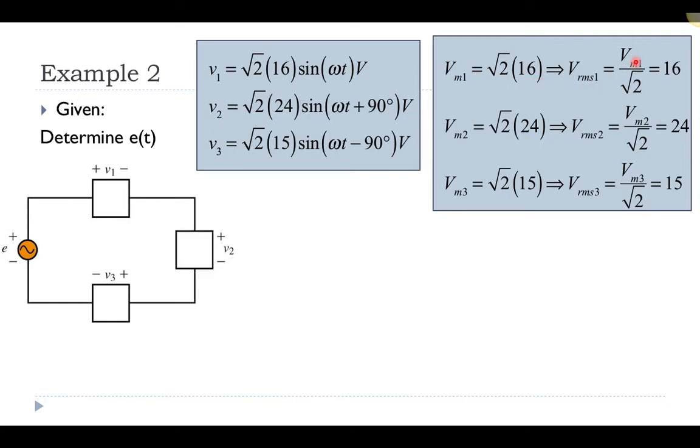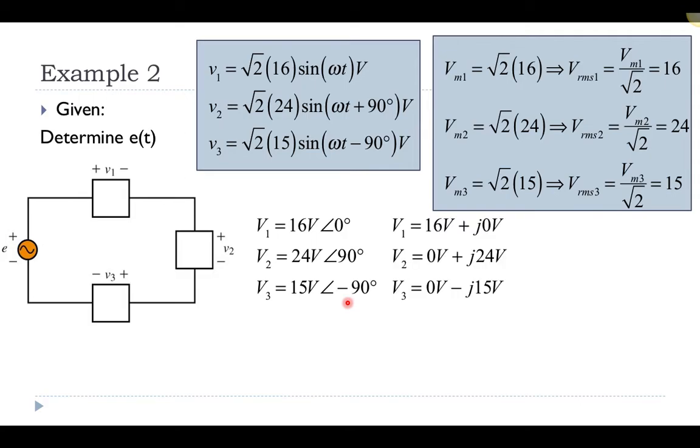So the RMS value would be the amplitude divided by the square root of 2. So for the very first one, the RMS value would be 16, and because there's a square root of 2 in front of all of these, the second one would be 24, and the third one would be 15. So that means that I can write the three sinusoidal varying voltages in phasor notation as 16 with a phase angle of 0, 24 with a phase angle of 90, and 15 with a phase angle of minus 90.